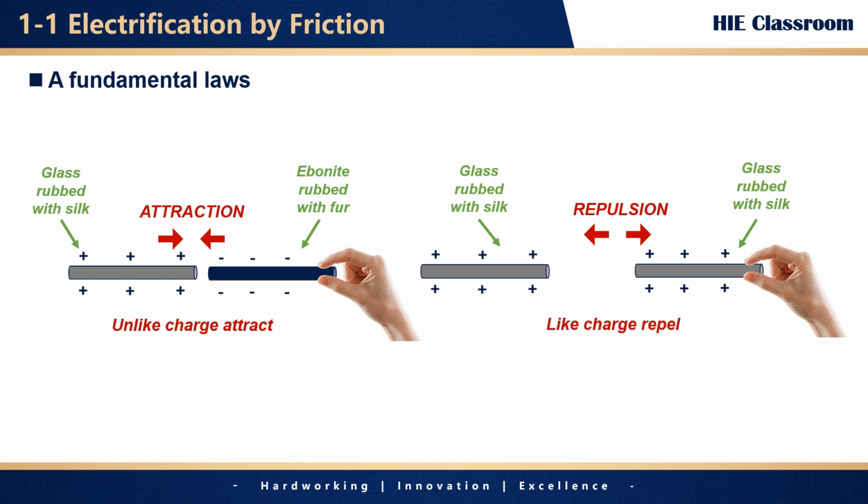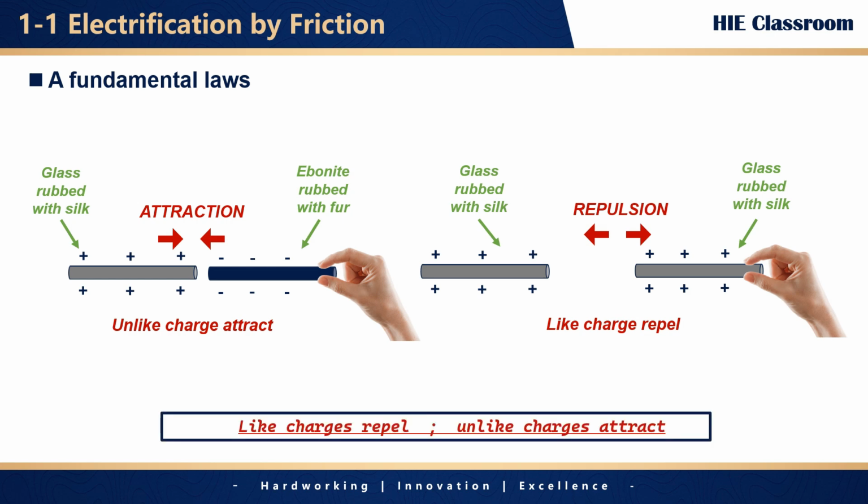This leads to a key discovery. There are two types of electricity, positive and negative. Like charges will repel each other, and unlike charges will attract each other. Therefore, a fundamental law was born.